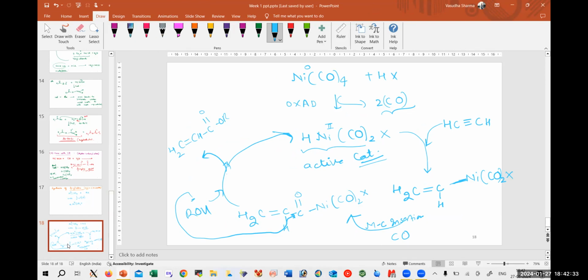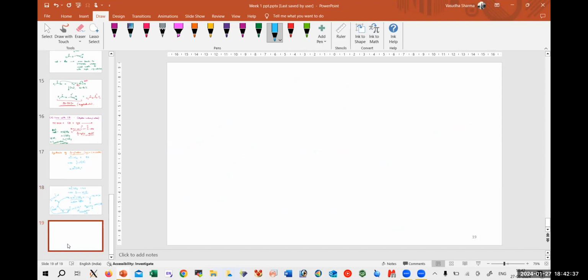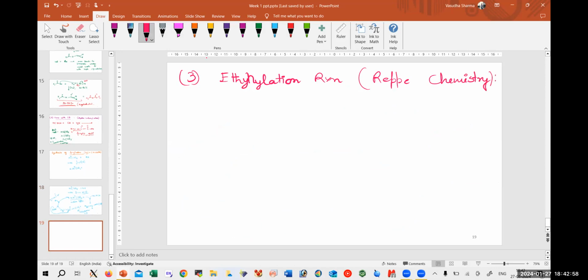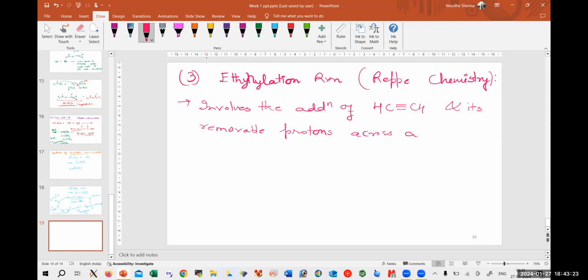Now we will go to another type of reaction, which is the ethynylation reaction. So the third type was in Reppe chemistry. This reaction involves the addition of HC≡CH and its removable protons across a carbonyl group.